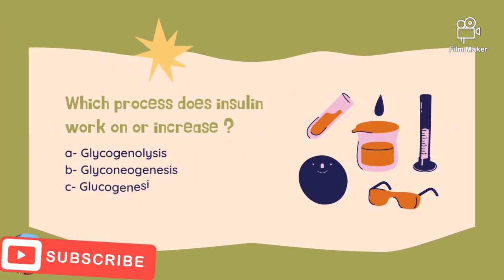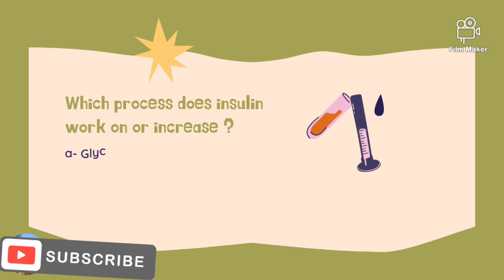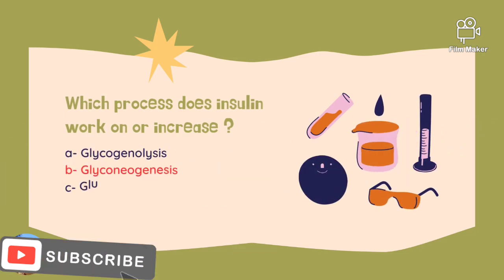Which process does insulin work on or increase? A. Glycogenolysis. B. Gluconeogenesis. C. Glucogenesis. D. Ketogenesis. The answer will be B. Gluconeogenesis.